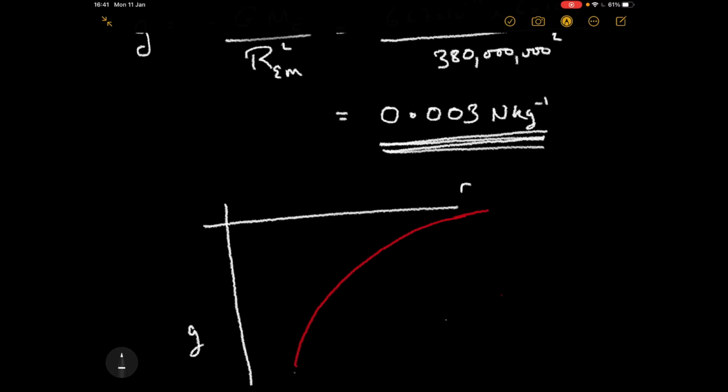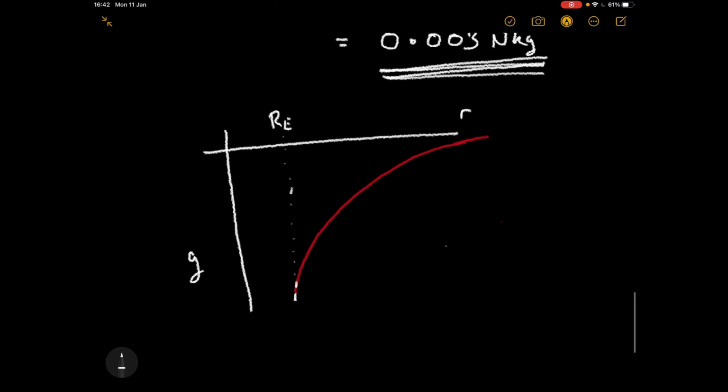Now, the question then becomes, what is going on here? So in this example, this would be the radius of the Earth, or radius of the planet. And there, what you have is a value of g on the surface. The question becomes, what is happening here?